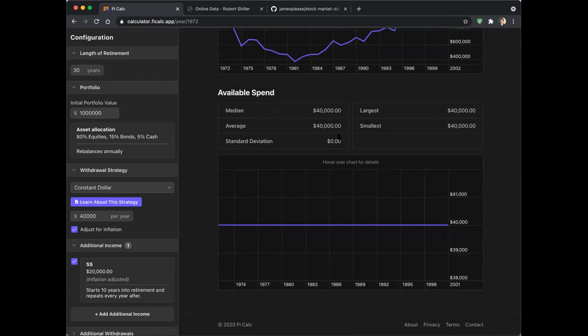And then, so you're just using the X year blocks. Is there any option to randomly change the sequence of returns? Great question, Rob. In the works, not done yet.